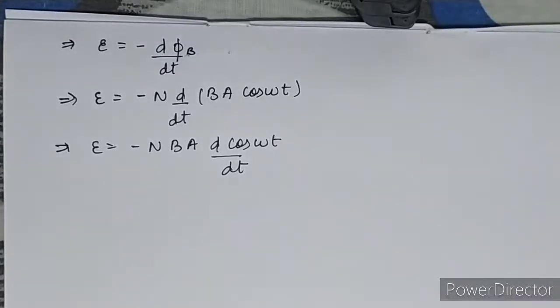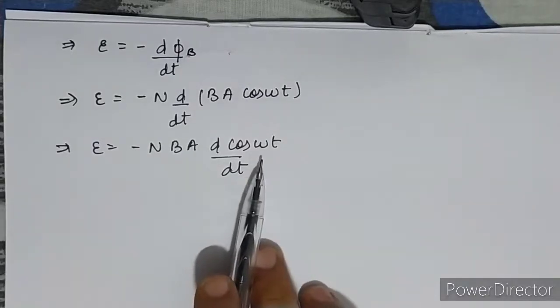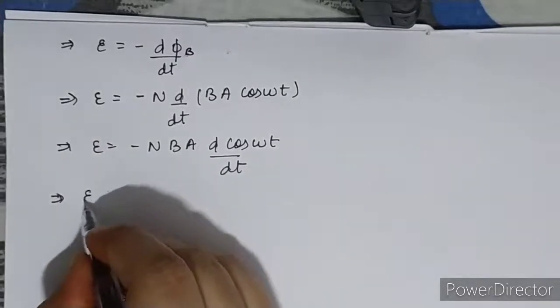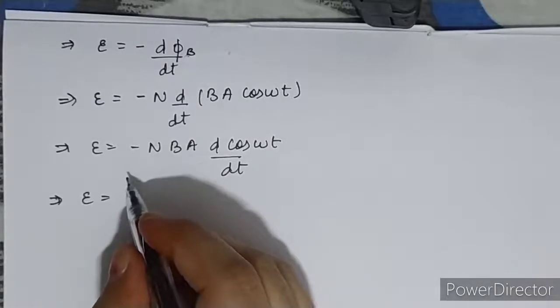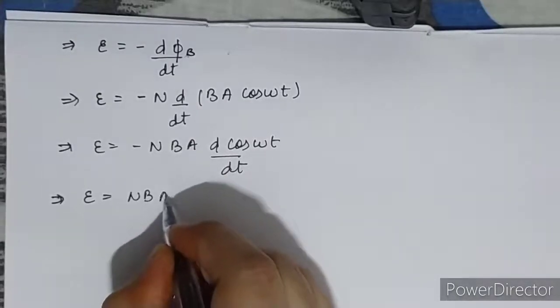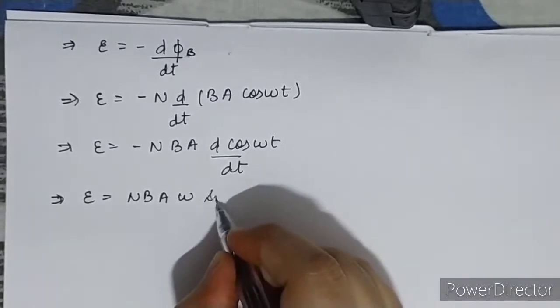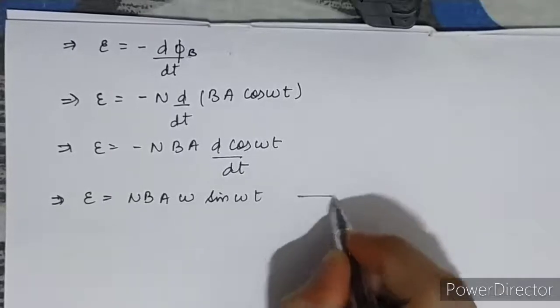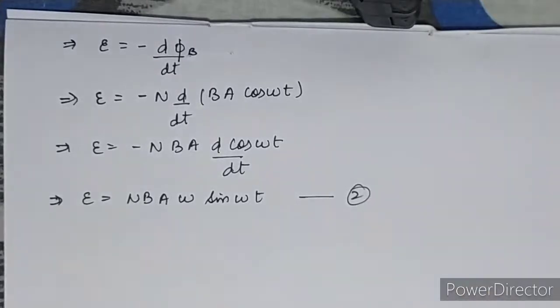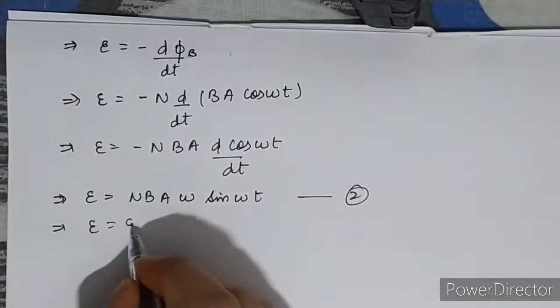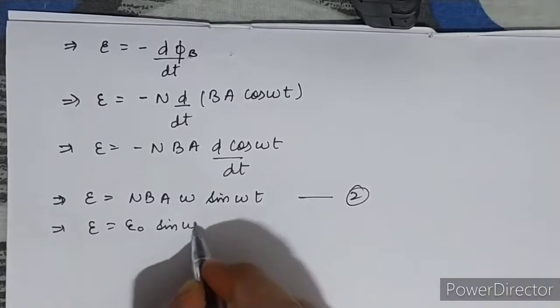Okay, so the value of cos omega t: the differentiation of cos theta is minus sin theta, and if any constant is there, it will remain in multiplied form. So your differentiation will become minus and minus plus. NBA omega is a constant, so it carries forward for the multiplication, and cos omega t becomes sin omega t. Equation number 2. And for that I am just considering E is equal to E naught sin omega t.